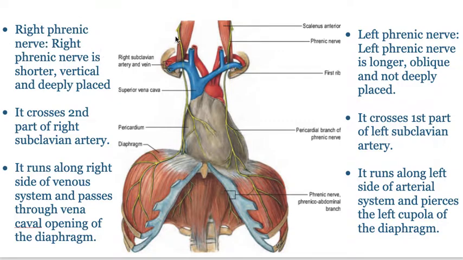The right phrenic nerve is shorter, vertical, and deeply placed, whereas the left phrenic nerve is longer, more oblique, and not very deeply placed. The right one crosses the second part of the right subclavian artery. The left one crosses the first part of the left subclavian artery.